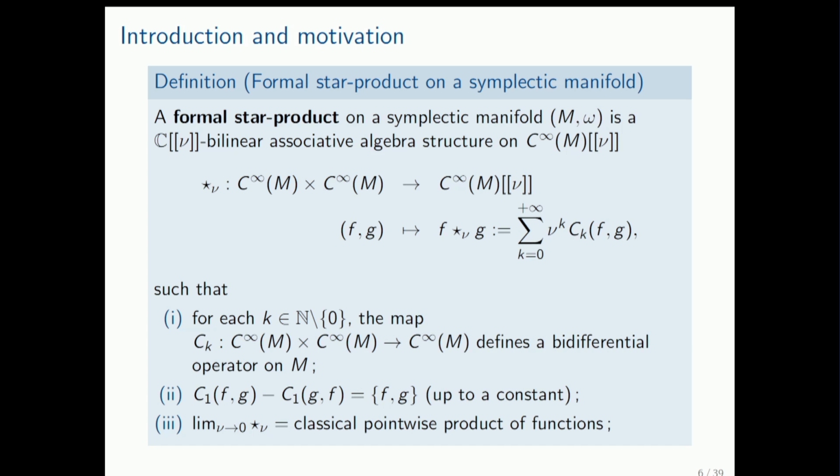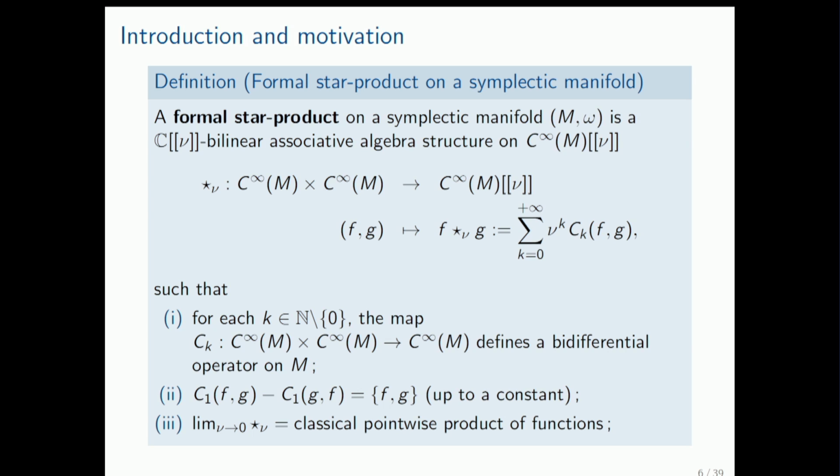So this is a law you can define on formal power series in a certain deformation parameter, nu here. The coefficients are smooth functions on M. And what's the idea? The idea is to start, like I said, with the classical pointwise product between functions, and then you consider an expansion, a series in the formal deformation parameter, so you deform, you twist the classical pointwise product. You do it in such a way that you keep the geometry.